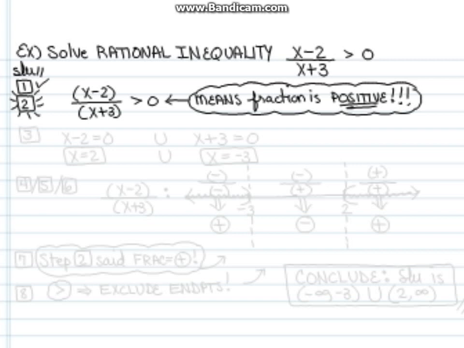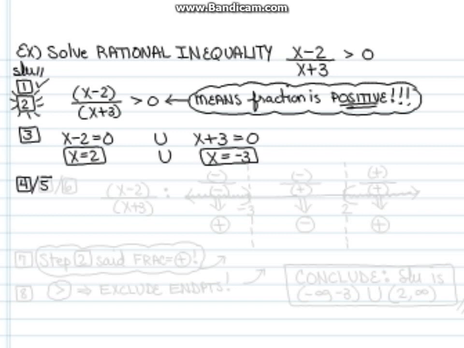Okay, step 3 says to set each of the factors in the numerator and each of the factors in the denominator equal to 0 and solve. These are going to give us critical numbers with which we're going to partition or break up a number line. So we got x equals 2 and x equals negative 3.